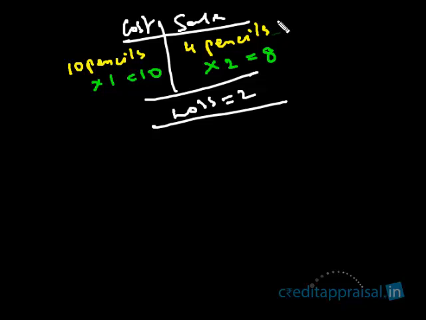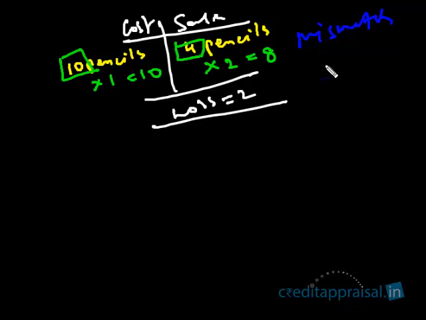The person says that there is a mismatch, in the sense that I am taking the sale of only 4 pencils, but I'm actually comparing it with the cost of 10 pencils, right? So there is a mismatch here. Please see carefully. Sale we are considering for only 4 pencils, 4 into 2, 8, whereas the cost we are taking for 10 pencils.